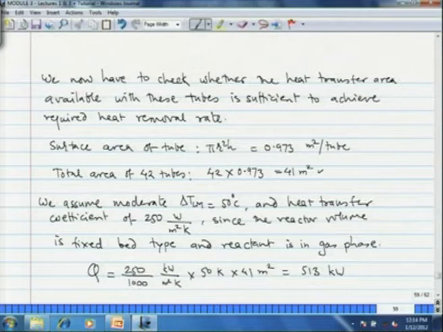We have to assume a log mean delta T in the reactor, which we take as a typical value of 50 degrees centigrade, and we take the heat transfer coefficient order of magnitude as 250 watt per meter square per Kelvin. This is because the reactor is a fixed bed type and the reactant is in gas phase, so we are not likely to achieve very high heat transfer rates there. So, we have taken a moderate overall heat transfer coefficient of 250 watt per meter square per Kelvin. So, the heat removal rate Q will be 250 into 50 into 41, UA delta T.